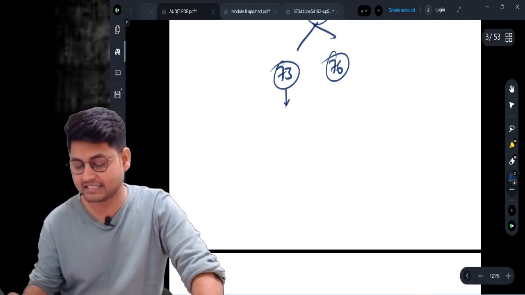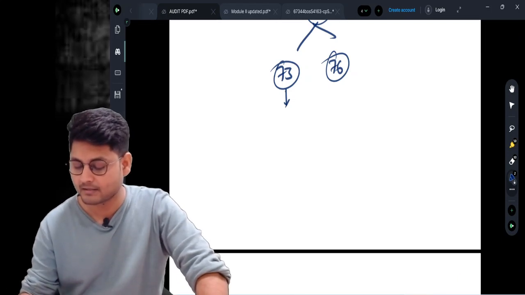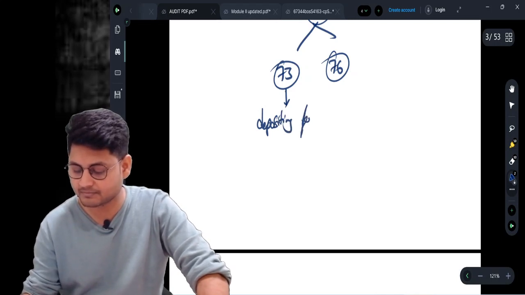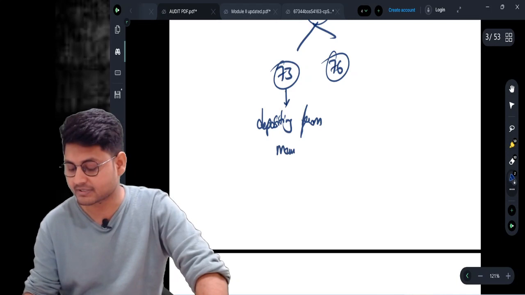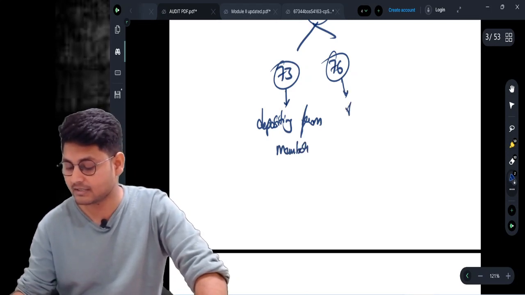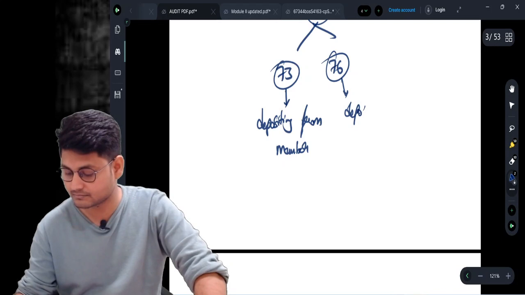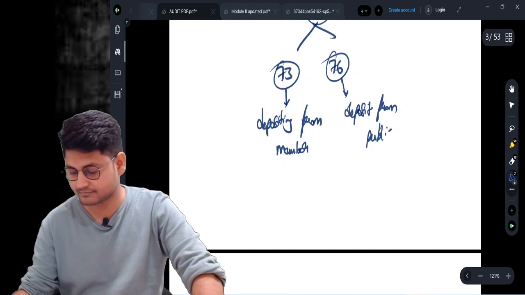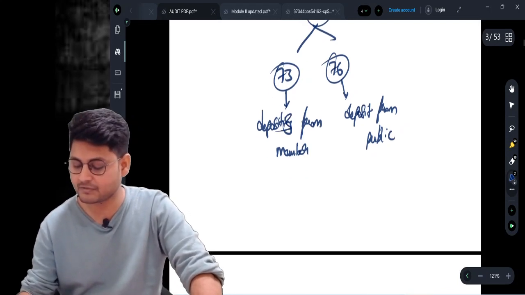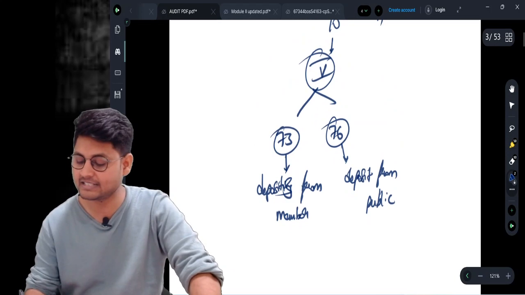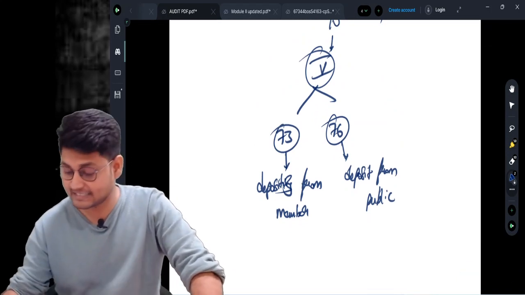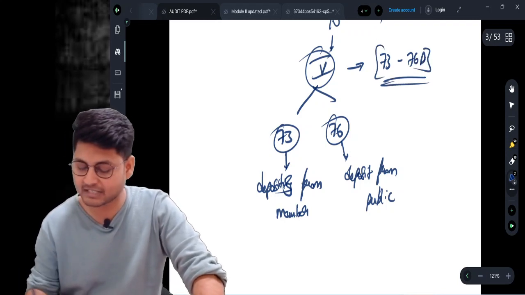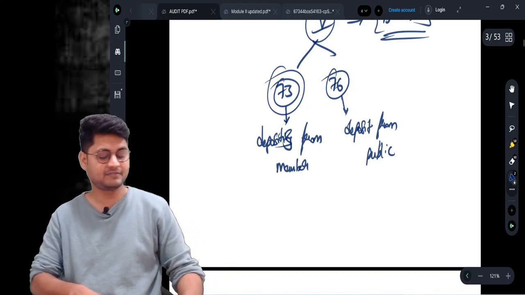Section number 73 talks about the company accepting deposits from its own members. Section 76 talks about deposits from the public. When the company is accepting deposits from members or the public, sections 73 and 76 apply, and this chapter runs from 73 to 76A. These provisions are required to be followed when you take deposits from its members or public.